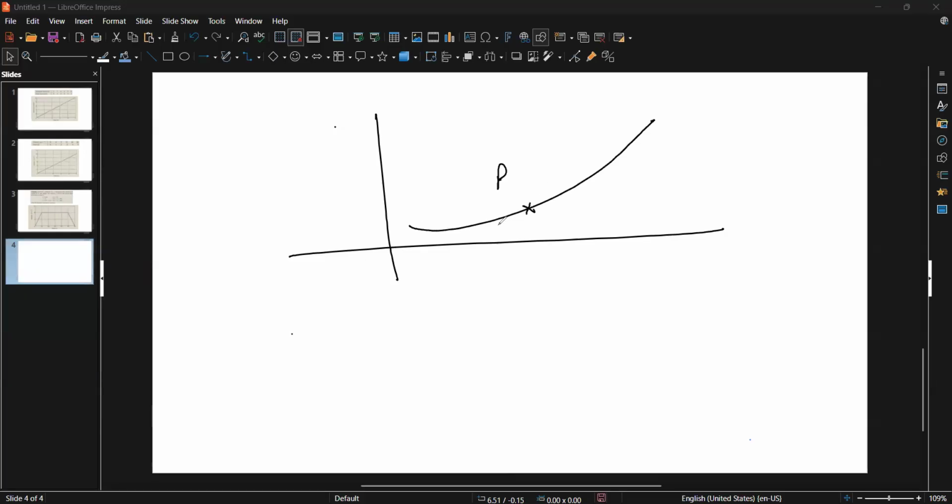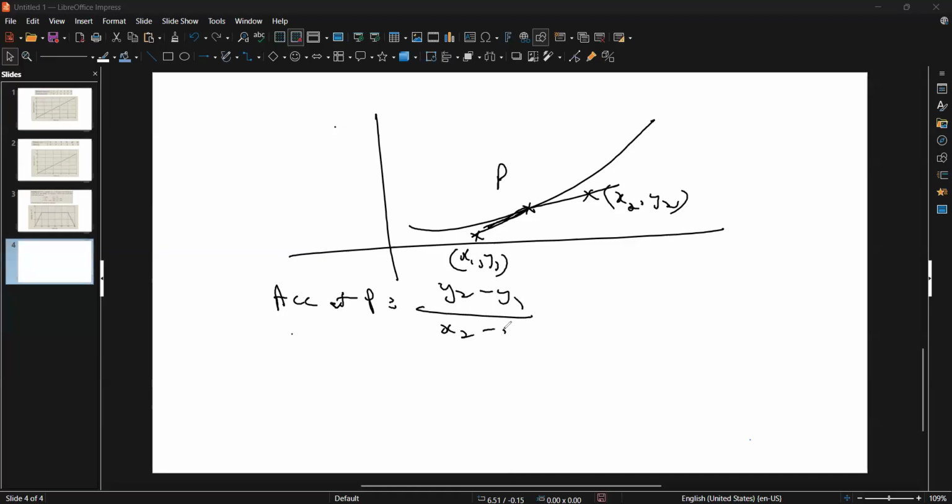Right? So let's say this is the point P. You want to draw a line that touches this point P, and find the gradient of that tangent. So you draw a tangent at that point. And if this point here is x1, y1, and down here is x2, y2, well, you know what to do. So your acceleration at P equals, again, the gradient: y2 minus y1 over x2 minus x1. Simple as that.